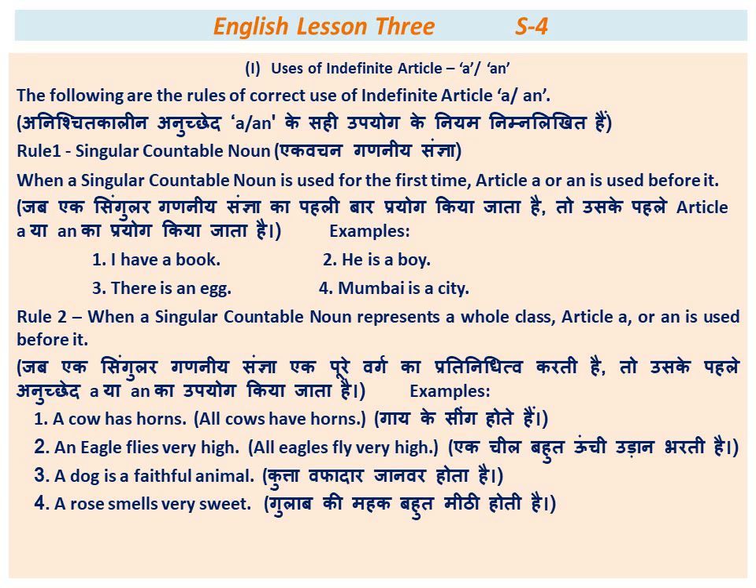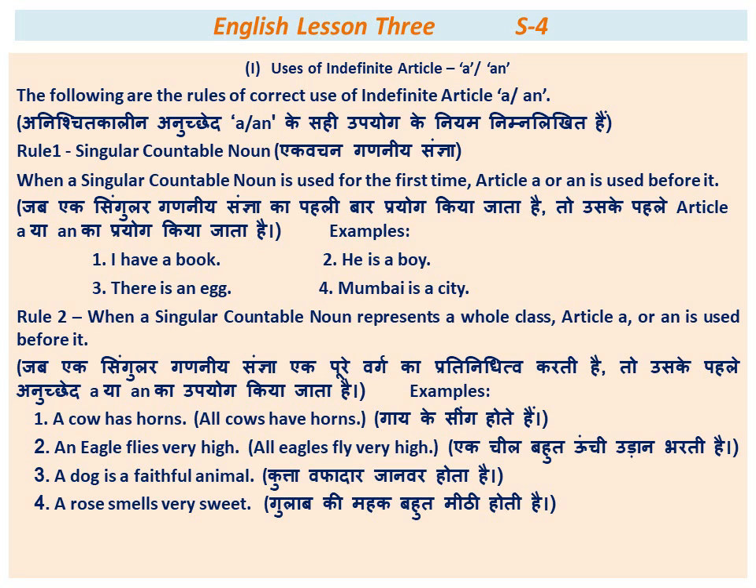Example number 3, a dog is a faithful animal. A dog is a faithful animal. Example number 4, a rose smells very sweet. Here, in the first sentence, a is used because cow, c starts with a consonant. That's why article a is used. Example number 2, an eagle flies very high. Eagle, spelling e, starts with a vowel. That's why an article is used here.